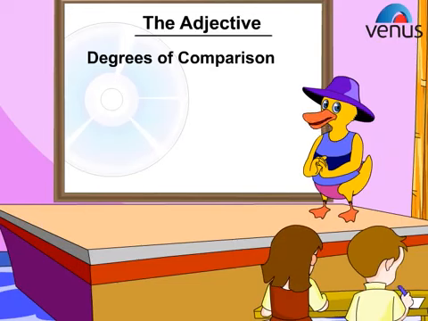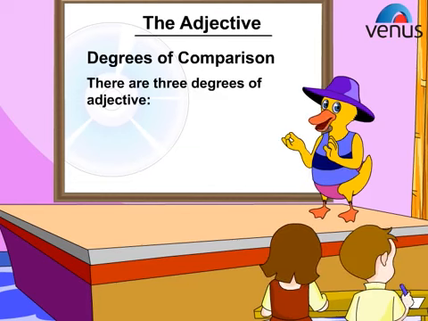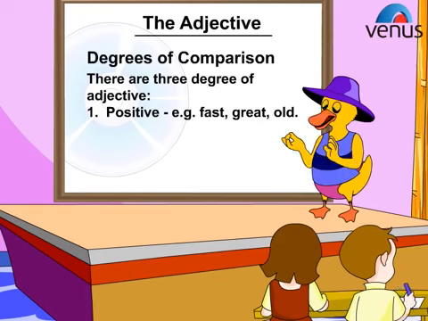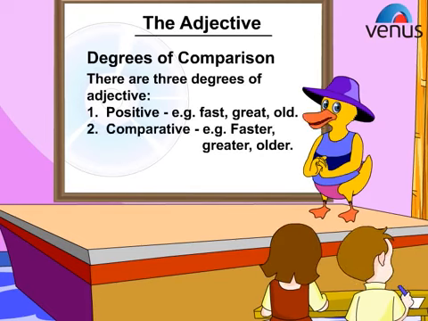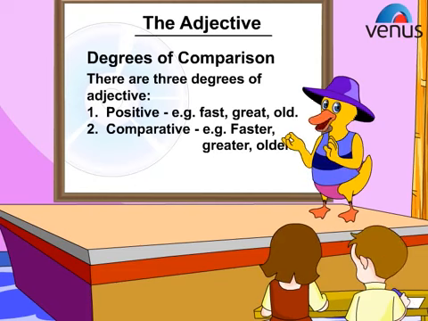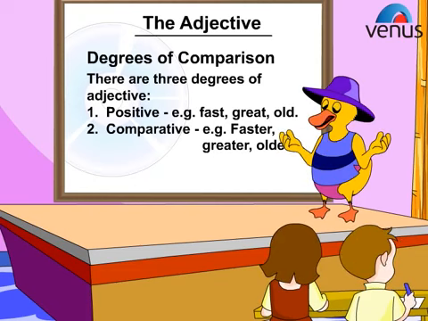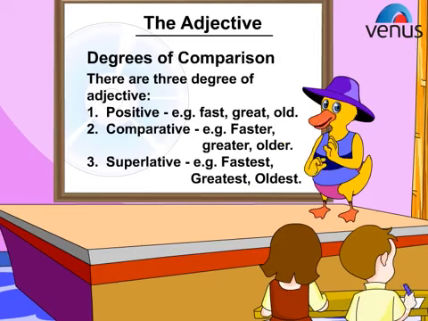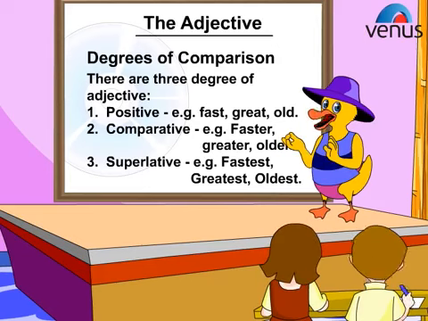Degrees of comparison. The adjective. Degrees of comparison. There are 3 degrees of adjective. Number 1, positive. For example, fast, great, old. Number 2, comparative. For example, faster, greater, older. Number 3, superlative. For example, fastest, greatest, oldest.